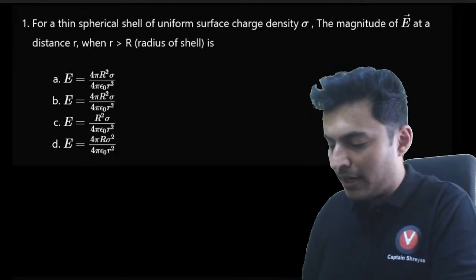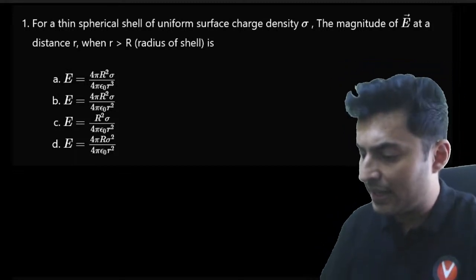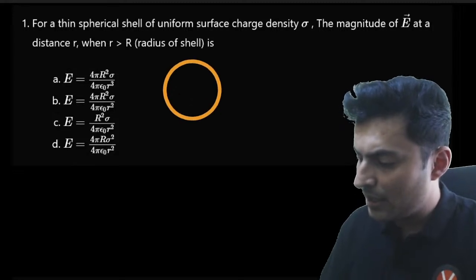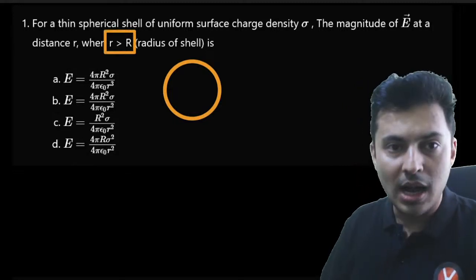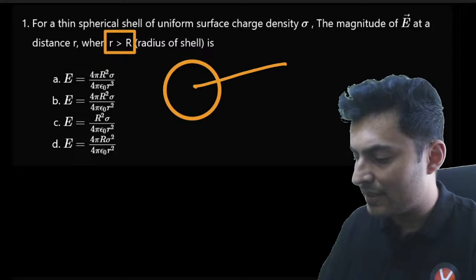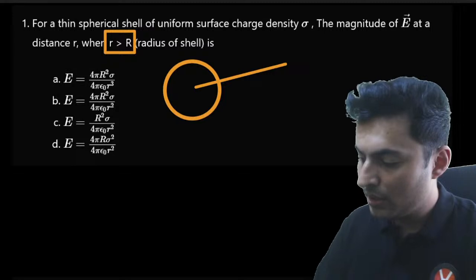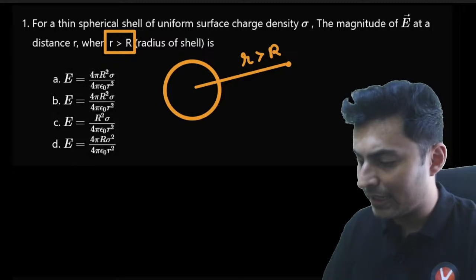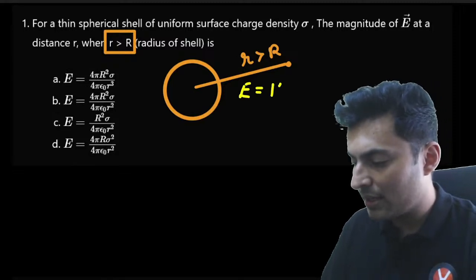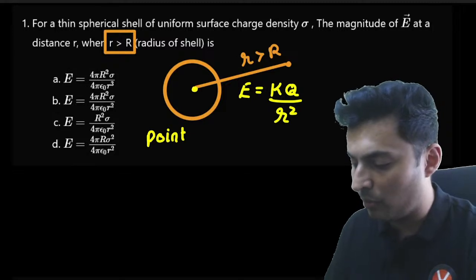What happens is you have a spherical shell and you are outside. Because this is given to you, r is more than R. So let's say you are at this particular distance, small r, which is more than capital R. At this particular point, the electric field is just given by kQ divided by r square, because it behaves like a point charge.